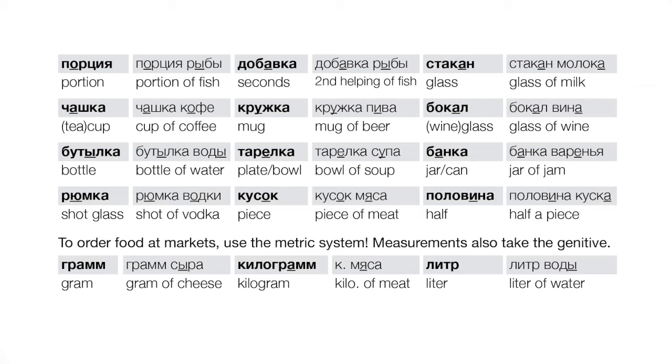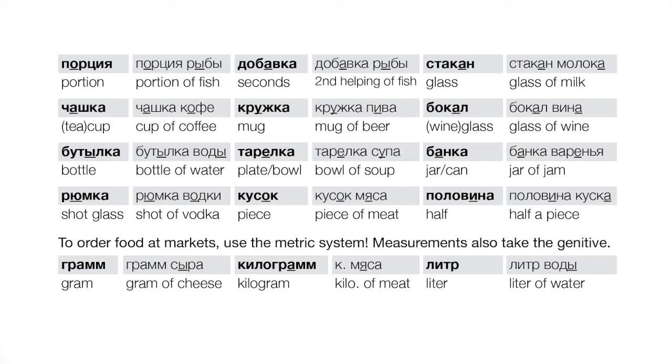Right, so note that a bokal is specifically a wine glass. So if you want to order wine in a restaurant, you would use bokal, not stakan. Бутылка воды, right, a bottle of water. Тарелка супа. A tarelka can be a plate. We usually think of it as meaning plate, but it can also mean a bowl, right? So it can kind of be either in Russian. There's another word, miska, which means a bowl specifically, but it's not really used that often.